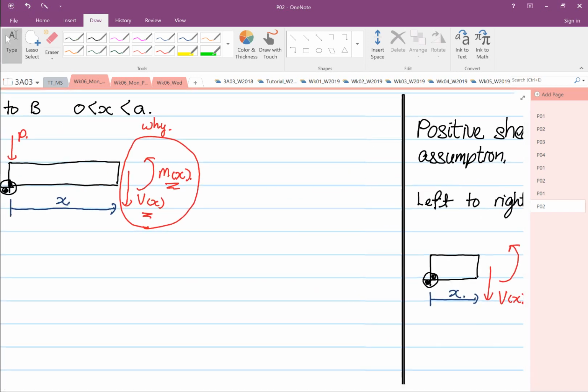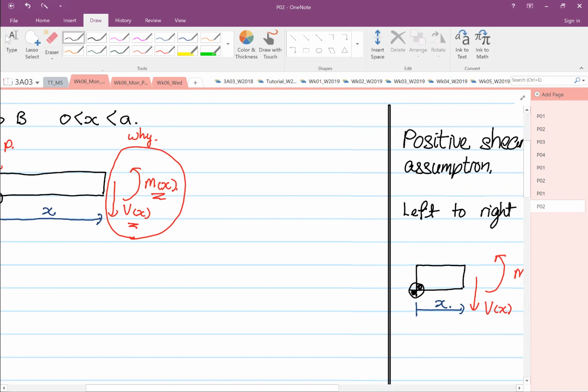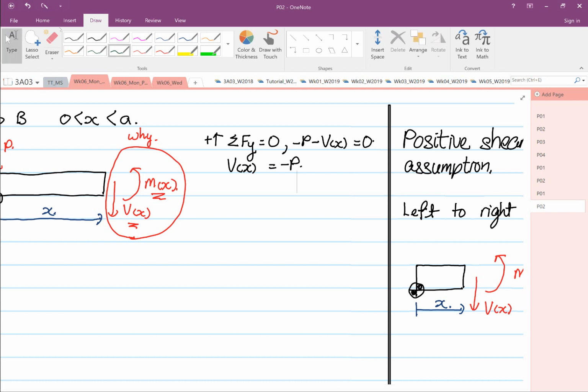So from here, you do positive is going up, summation of forces in the y direction is equal to 0. So minus P minus V as a function of X is equal to 0. So when there's a case, V as a function of X is equal to minus P. Okay, so this is your shear force distribution from 0 to A.